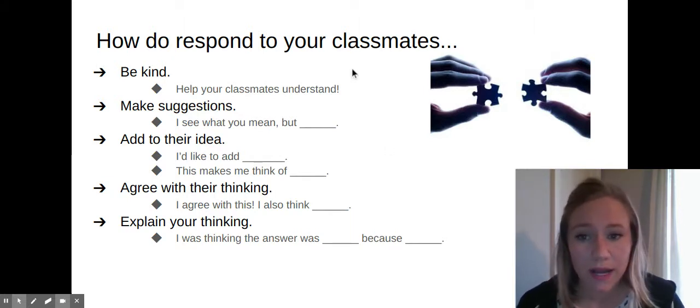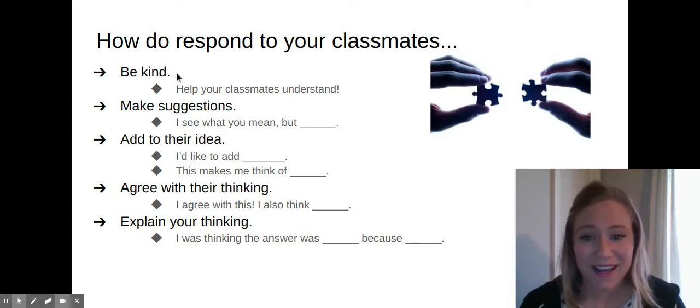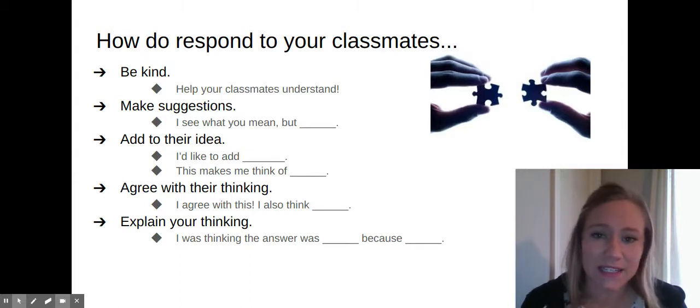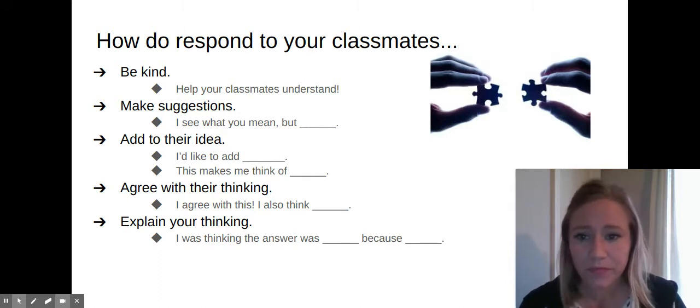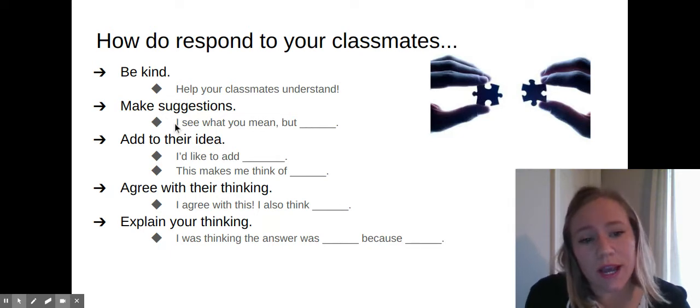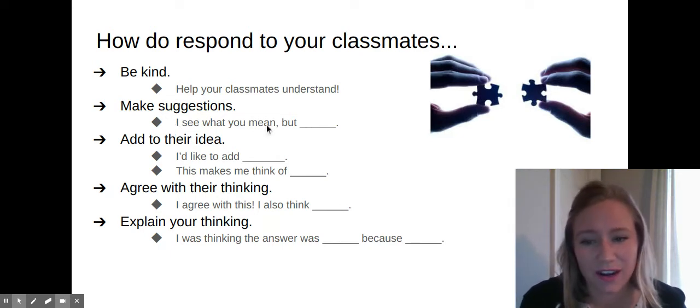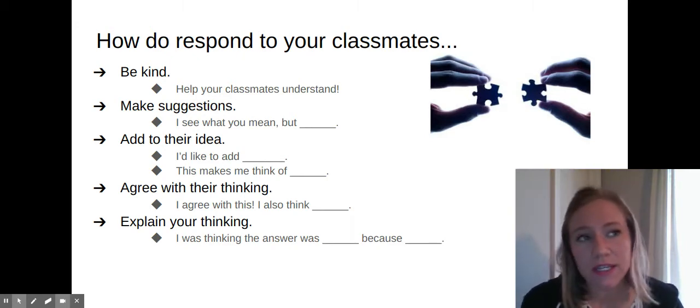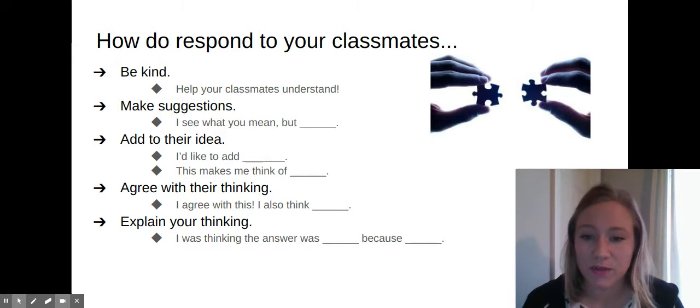So when you respond to your classmates, I want you to be kind. Your job is to help your classmate understand, to make sure that they can see those different types of energy, and that we're working together to be successful. You can make suggestions. I've put a little sentence starter here: I see what you mean, but I see mechanical energy because when you plug in a fan and we use electricity, it converts it into mechanical energy or kinetic energy because we're looking at energy in motion.